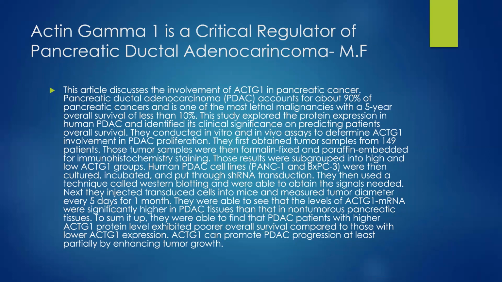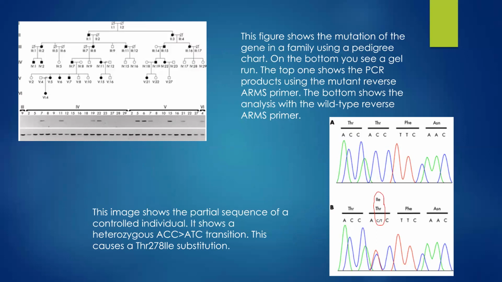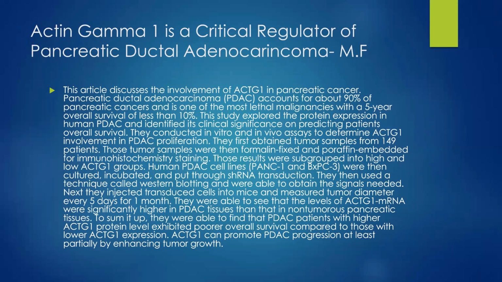Patients with more advanced T stage exhibited significantly higher actin gamma 1 protein levels, indicating its possible involvement in tumor growth. If you want to see this T stage, I'm referring to it shown in figure 1 in the article. They then silenced the actin gamma 1 protein, which significantly inhibited the proliferation capacities of both the PANC1 cells and the BXPC3 cells. Finally, they isolated the subcutaneous xenografts and confirmed that silencing the actin gamma 1 protein can suppress PDAC growth. In conclusion, they were able to see that actin gamma 1 protein can promote PDAC progression, at least partially, by enhancing tumor growth.